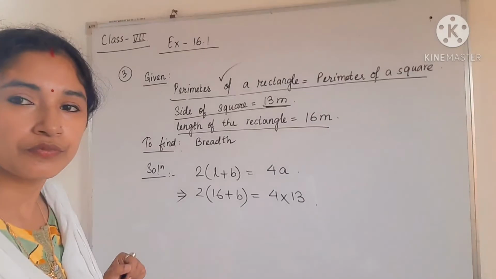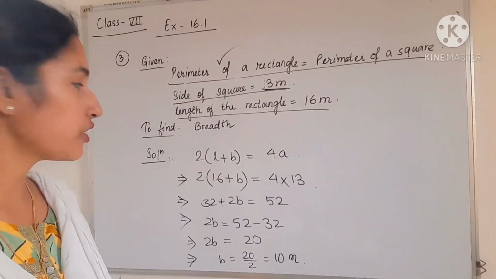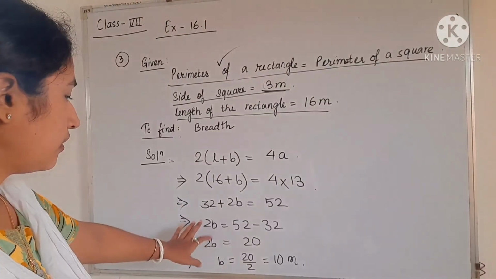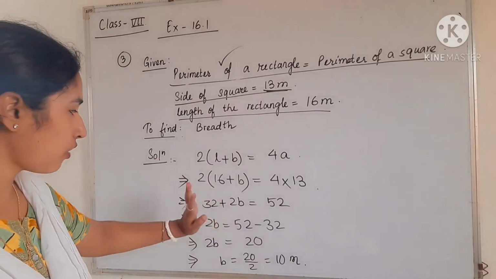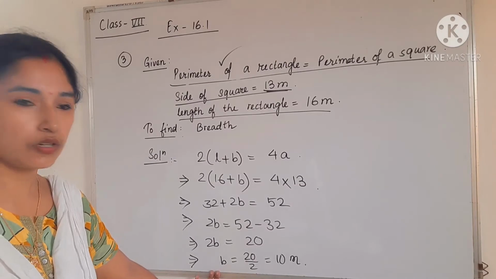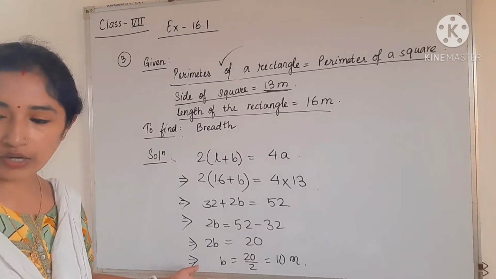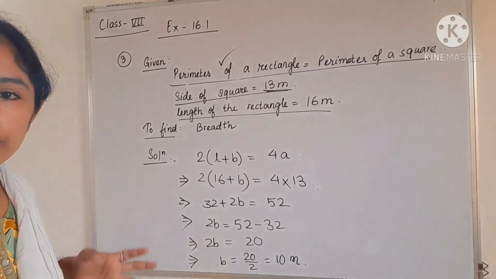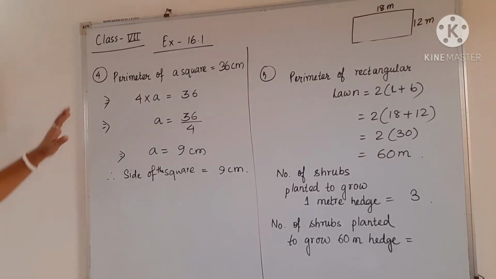Okay, so see, this is the final calculation of this question. Here, first of all, you have to solve the bracket, then after that you have to find the value of B. Okay, this is simple calculation. You can do it by yourself also. Okay, so see the next question, question number 4.